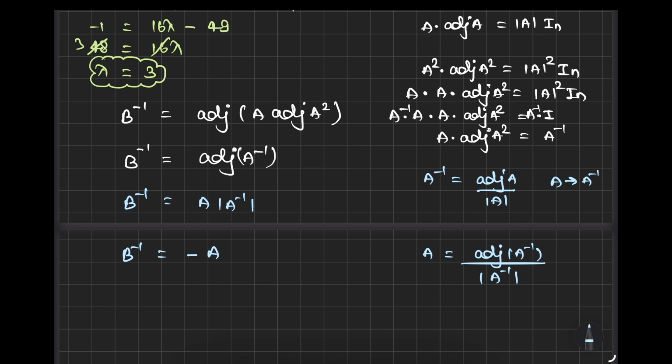Is it okay? Now what I will be doing, I will take inverse on both sides. So it will become B equals minus A inverse. Is that okay? Now you have your value of B. I hope till this part you guys are comfortable.